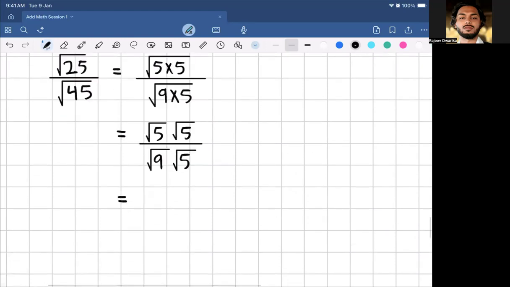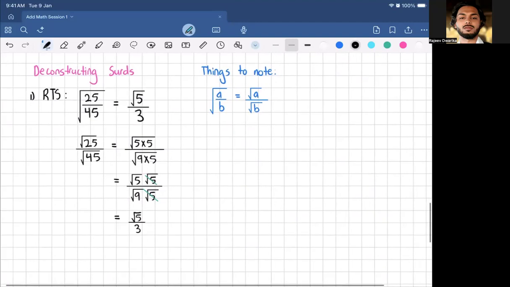Are you seeing anything that could potentially cancel off? The 9 into the 3? The 5s, right. Yeah, the 5s. Makes sense. Root 5 and root 5 would cancel off, and that would leave you with the square root of 5 over the square root of 9. And what's the square root of 9 equal to? 3. Yeah. Do we get the final answer?